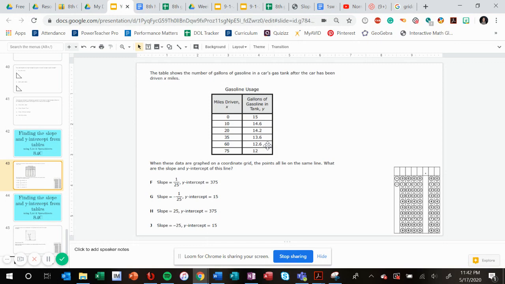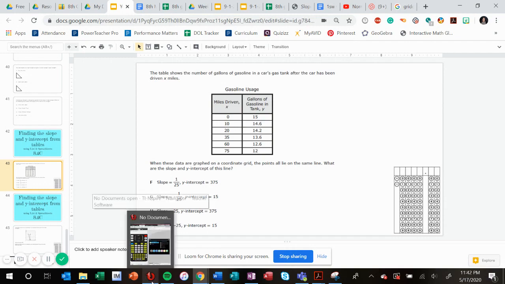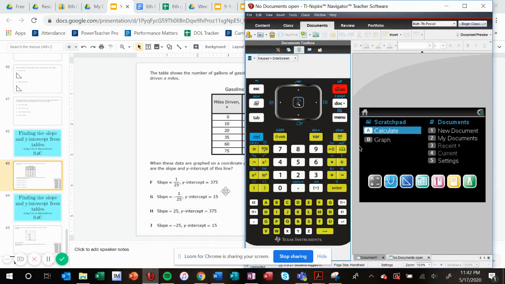It says, when these data are graphed on a coordinate grid, the points lie on the same line. What are the slope and the y-intercept of this line? So they are asking me for the slope and for the y-intercept. I know that slope stands for M, and I know that the y-intercept stands for the letter B.